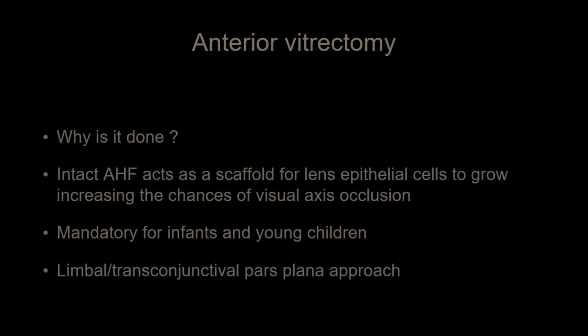So why do we do an anterior vitrectomy in pediatric cataracts? Does anybody know? What happens if you leave it? You can still open the capsule, and as I said, it just doesn't prolapse. Yeah, cells migrate. It provides a scaffold for cells. So, as rightly discussed, an intact anterior hyaloid face acts as a scaffold for lens epithelial cells to grow, and it increases the chances of visual axis occlusion. It is mandatory for infants and young children, and a limbal or a transconjunctival pars plana approach can be used.